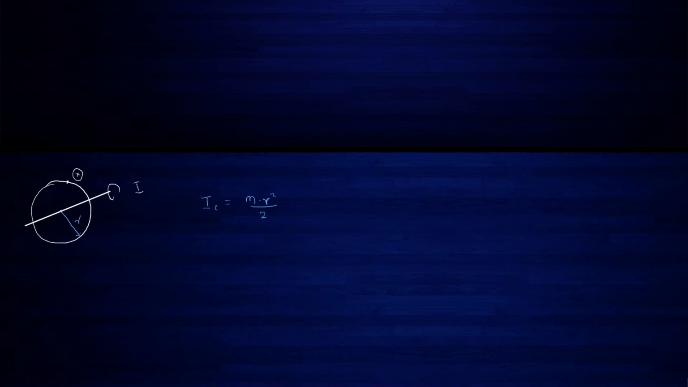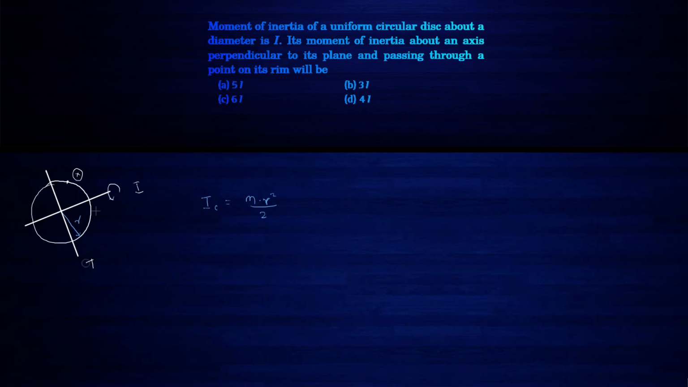So by perpendicular axis theorem, we can draw two perpendicular lines. Because of symmetry, without loss of generality, we can consider this as also I, if this is I. So I plus I equals IC. This is the perpendicular axis theorem. So I equals IC by 2. This implies I equals m r square by 4.